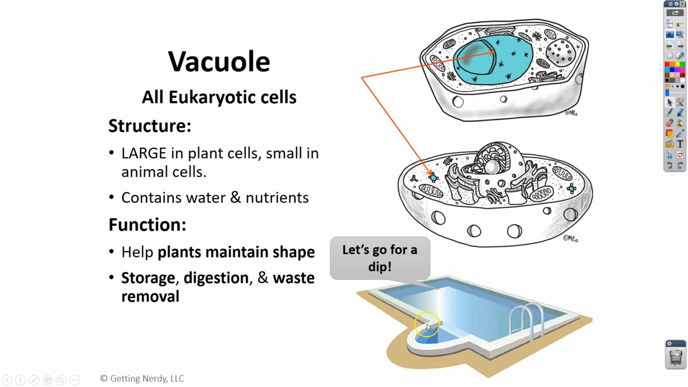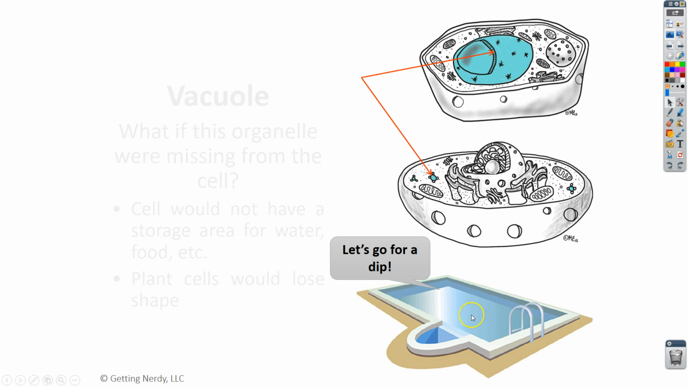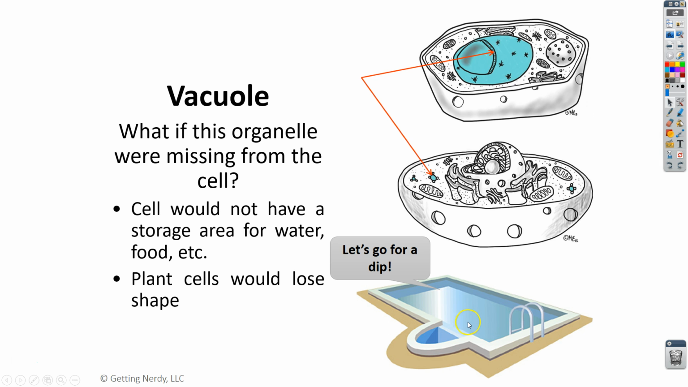So kind of like a dirty swimming pool, maybe that's got some things in it we might need, both for storage and digestion, but also maybe some wastes that we could get rid of. If you didn't have a vacuole, the cell wouldn't have a storage area for water and food, and plant cells would lose their shape.